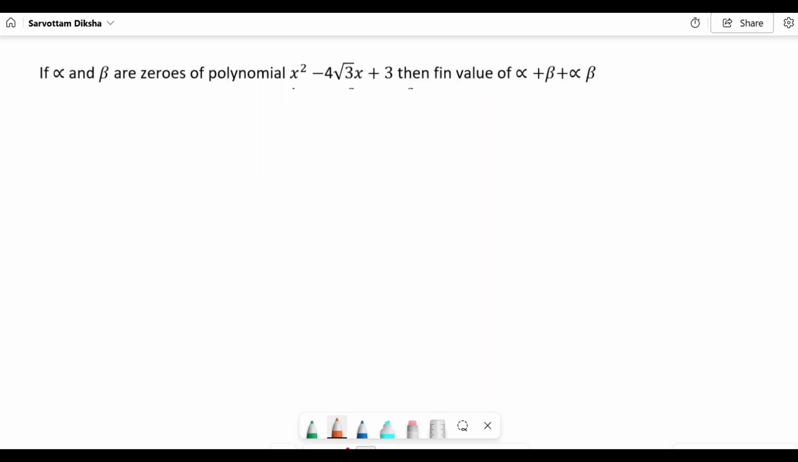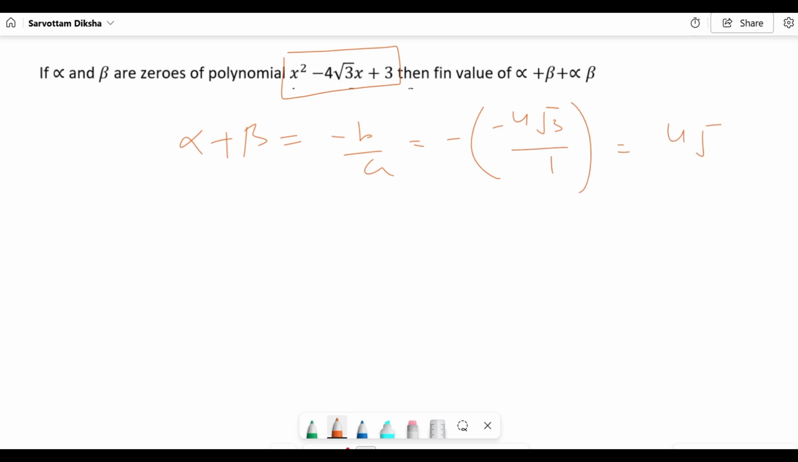This is another set of equation. Here they have told me alpha and the beta are the roots of this equation. So what is alpha plus beta? I know alpha plus beta is minus b by a, which is nothing but minus of minus 4 root 3 by 1. It is given by 4 root 3. What is alpha beta? C by a. So here c by a is 3 by 1. So it is 3. And they are asking me this value.